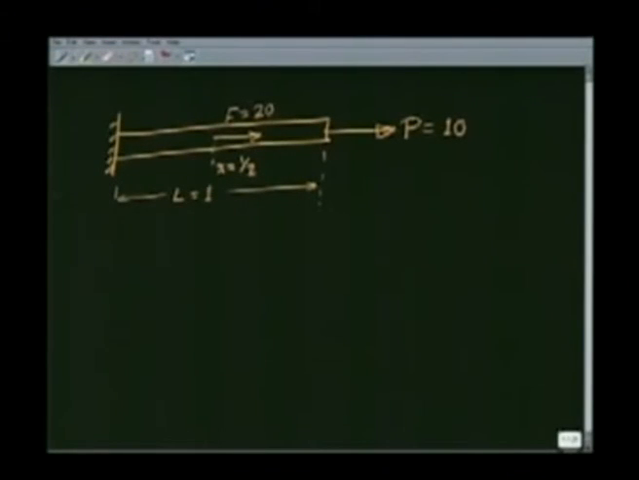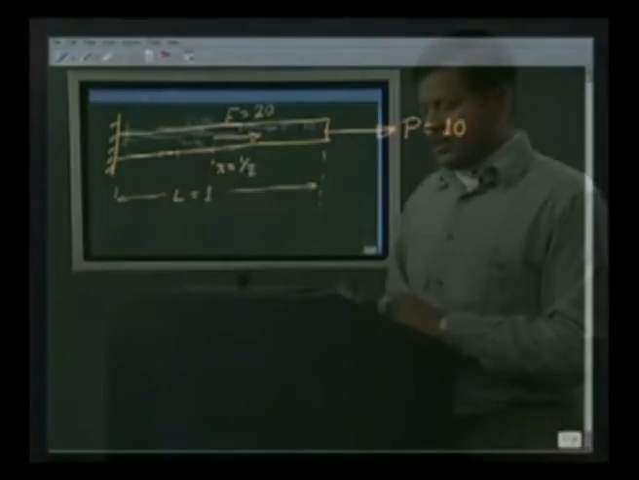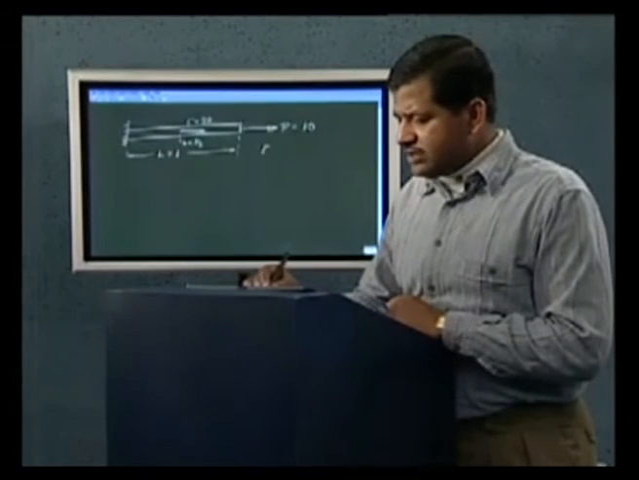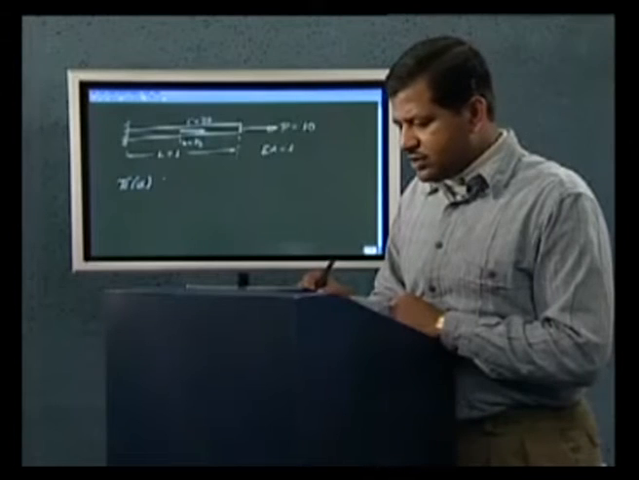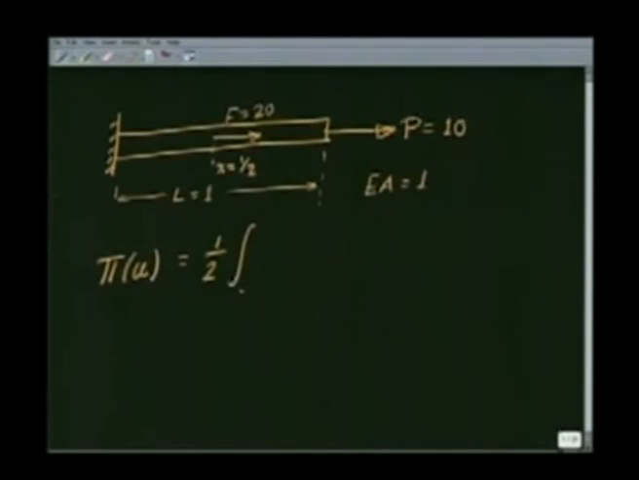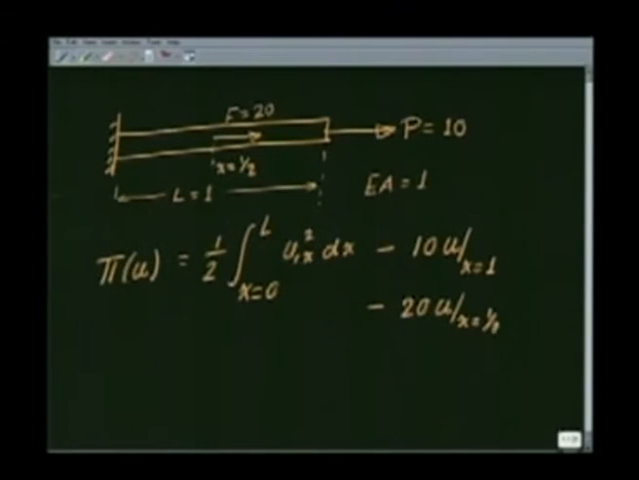So if I write the total potential energy corresponding to this problem, what will we get? Again, putting EA is equal to 1, we will get pi of u is equal to half integral x going from 0 to L u comma x whole squared dx minus 10 u evaluated at x equal to 1 minus 20 into u evaluated at x equal to half. So work done by the external forces is nothing but the work done by these point loads that I've applied at the point half and 1.